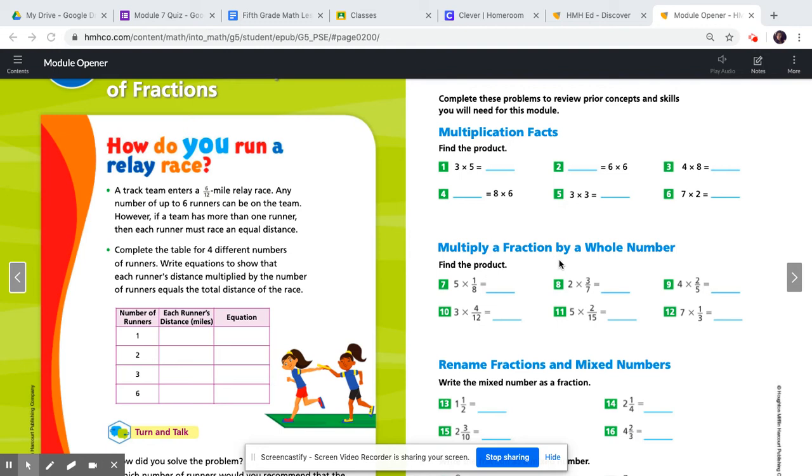Here, when we're multiplying a fraction by a whole number, think about this as how we would do 3 times 5, for example. When we do 3 times 5, we're saying I have 5 groups of 3. So if one group of 5 is 5, 2 groups of 5 is 10, 3 groups of 5 is 15. So 3 times 5 is 15. It's the same exact thing when we do 5 times 1/8, for example. One group of 1/8 is 1/8. If I have 2 1/8s, I have 2/8. If I have 3 1/8s, it's 3/8. If I have 4 groups of 1/8, then I have 4 1/8s. And if I have 5 groups of 1/8, then I have 5 1/8s.